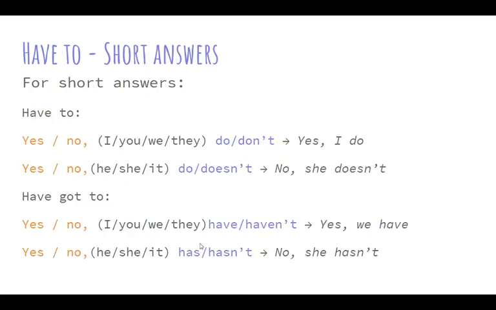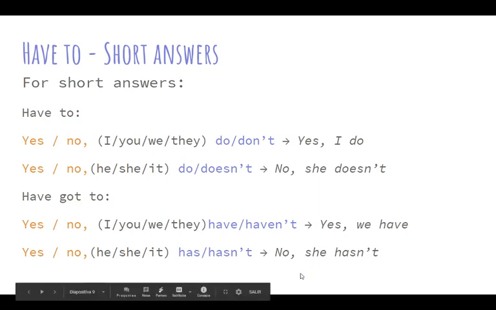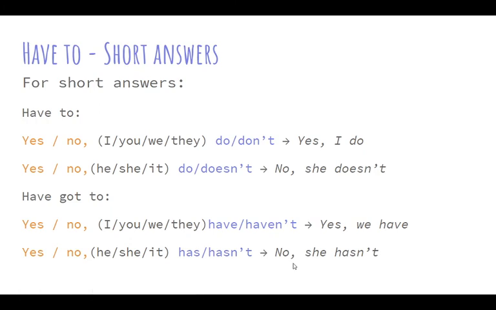And then for short answers, again, for the short answers of a question with do or does, we reply with do or doesn't. So we will reply like, yes, I do, or no, she doesn't. And with have got, we reply with have. Yes, I have, no, I haven't, or yes, she has, or no, she hasn't, etc. Okay? And I hope that was clear enough.